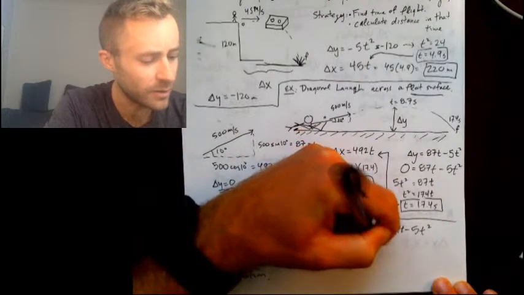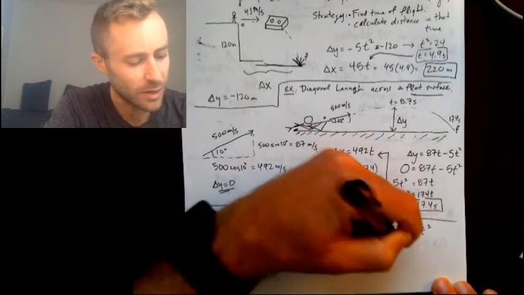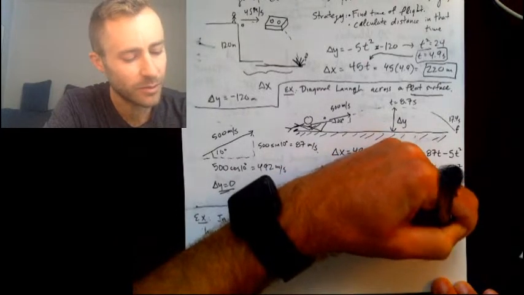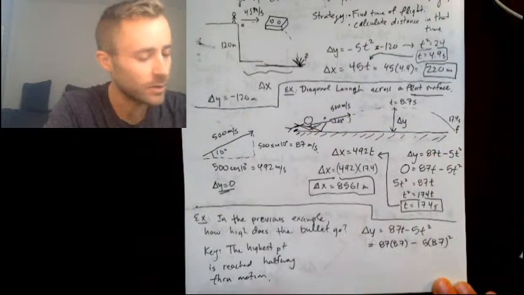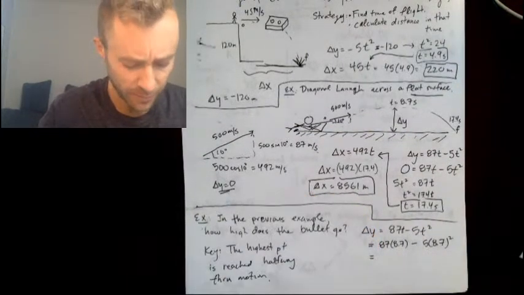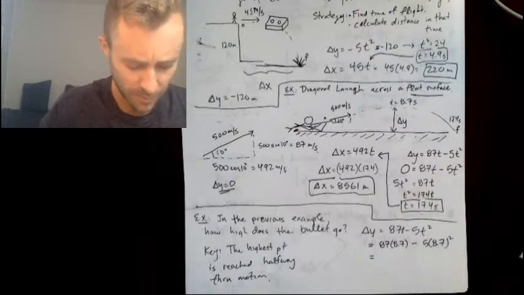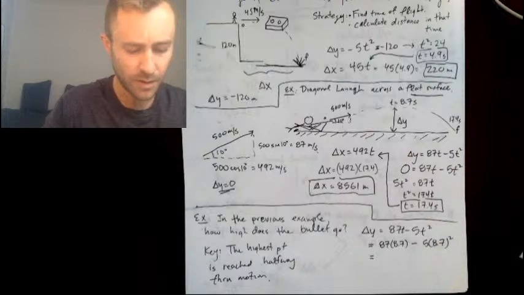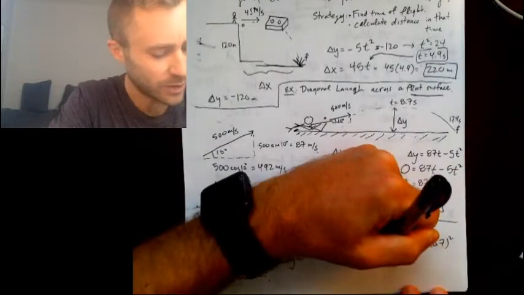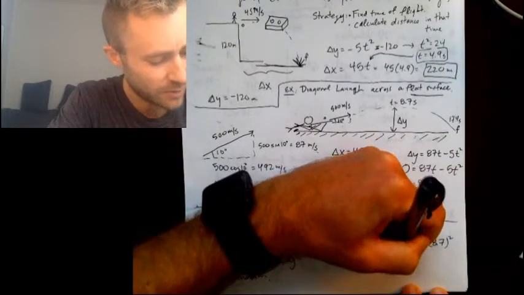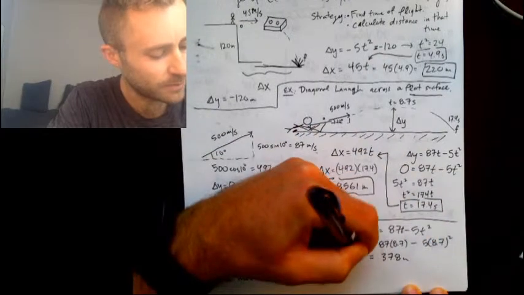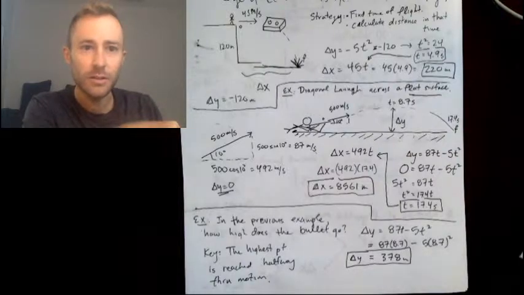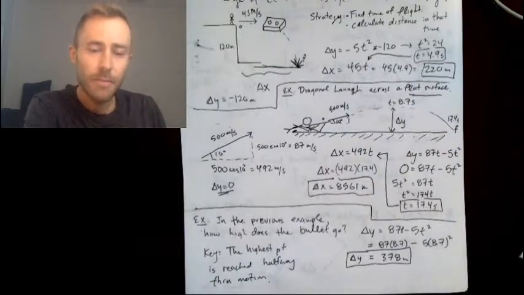So I have delta y equals 87 times 8.7 minus 5 times 8.7 squared. And I get that this projectile goes 378 meters into the air. So that is the maximum height that the projectile achieves. All right?